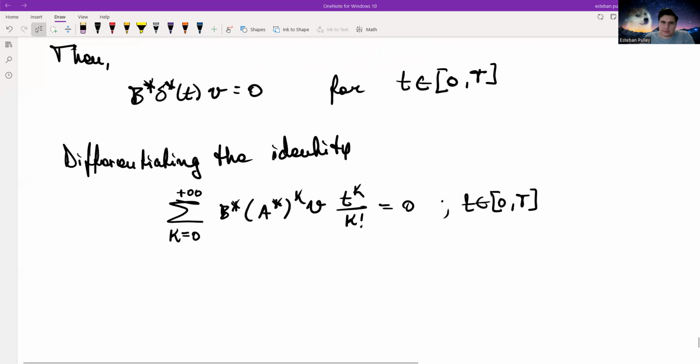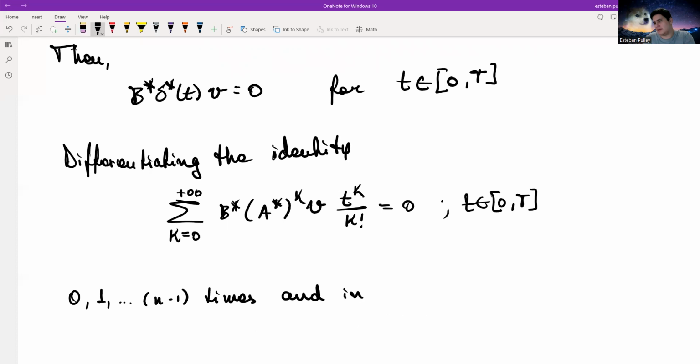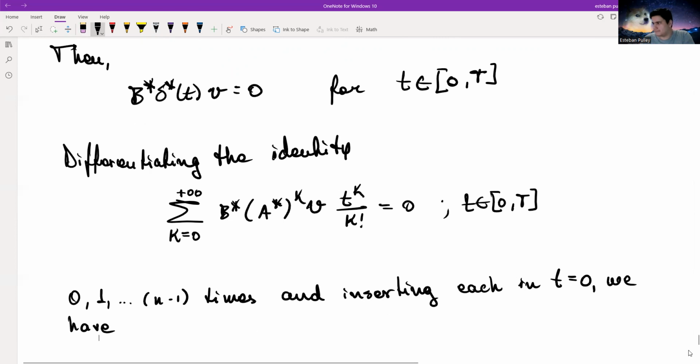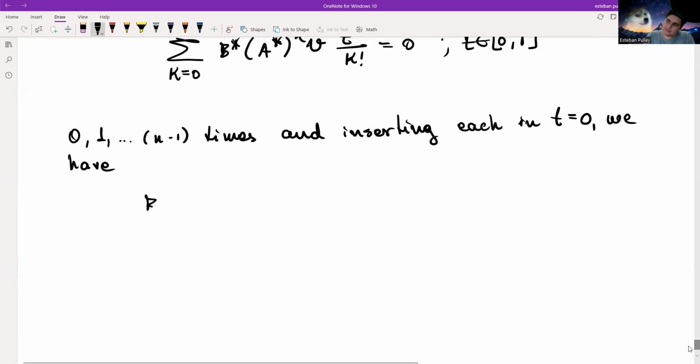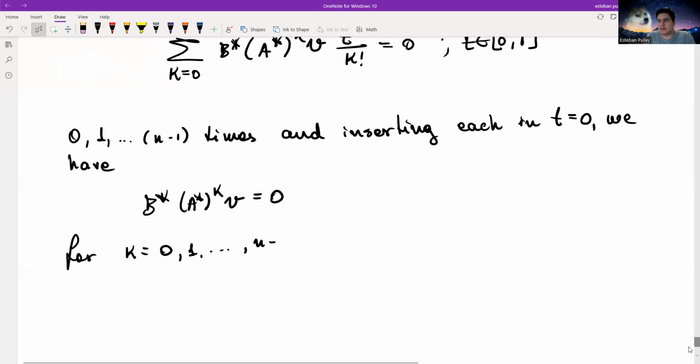How many times do I have to differentiate this? 0, 1, until n minus 1 times. And inserting each in t equals 0, then we have the B transpose of A transpose to the power of k B equals 0 for k that goes from 0, 1 until n minus 1.